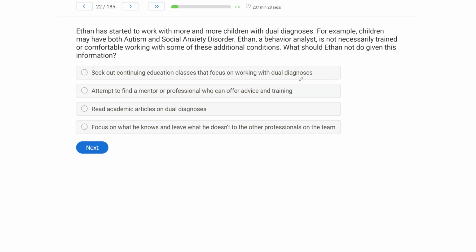So let's read carefully, right? Important word is not. What is Ethan not going to do given the information? And what information are we given? Well, we know Ethan is working with more dual diagnoses, so children with multiple diagnoses like autism and social anxiety disorder. Ethan is not trained or comfortable with some of these additional conditions. So in that case, what should Ethan not do? He's not comfortable or trained, but he's going to be working more and more with these kids.